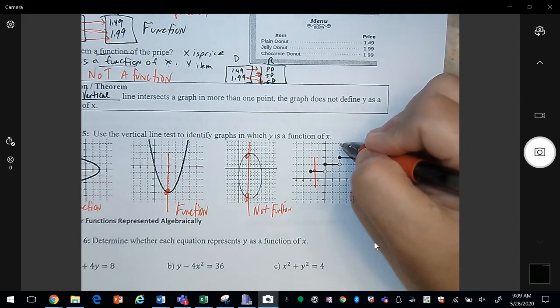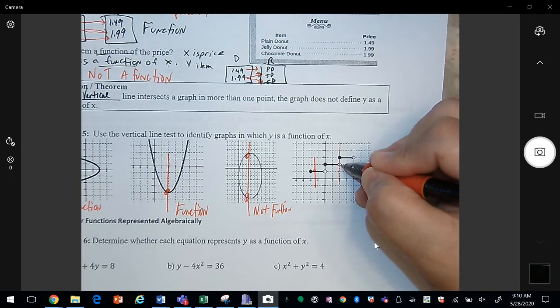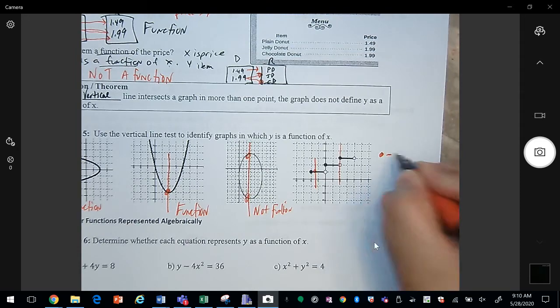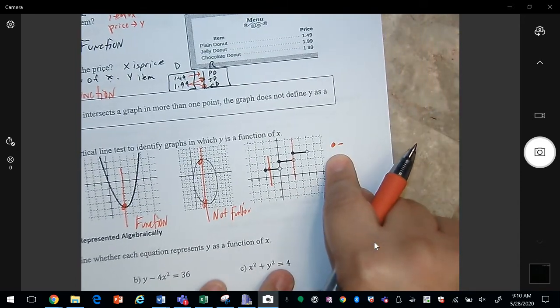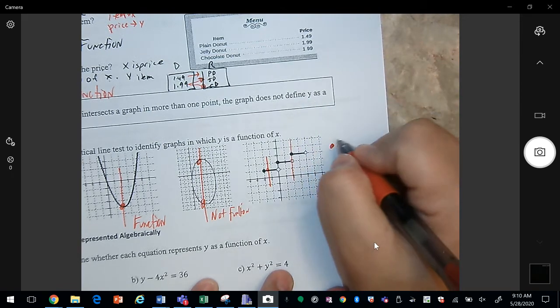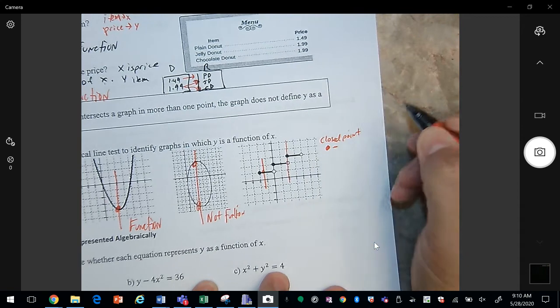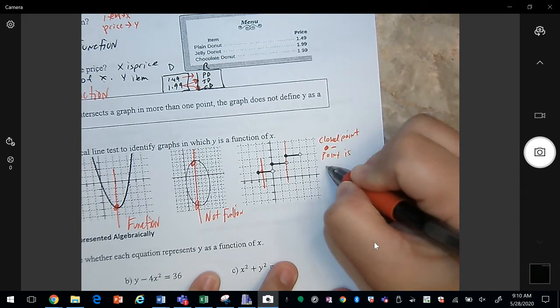But you might be wondering, what if you draw the line over here? It's touching this point and this point. So just briefly, we'll discuss it later. If you have a dot that is filled, we say that this is a closed point. And what that means is that the point is included. It's part of the graph.